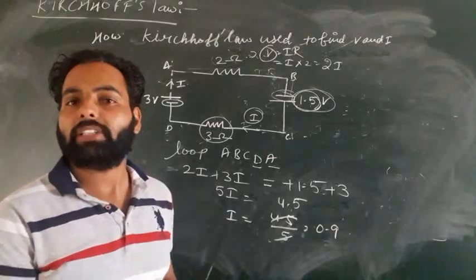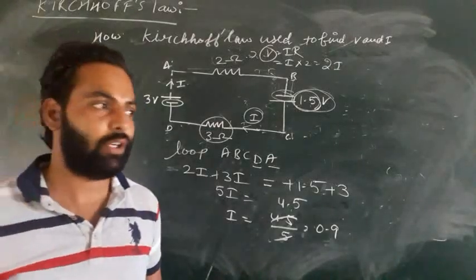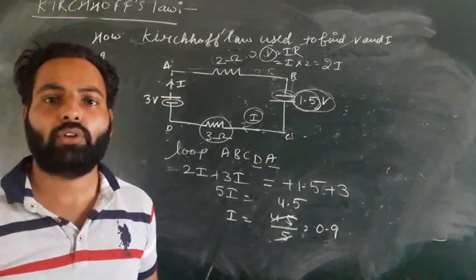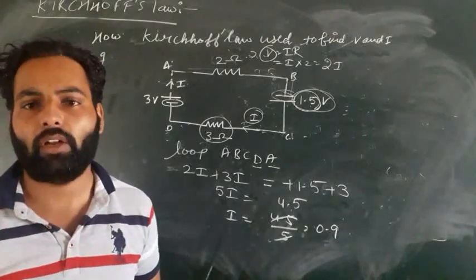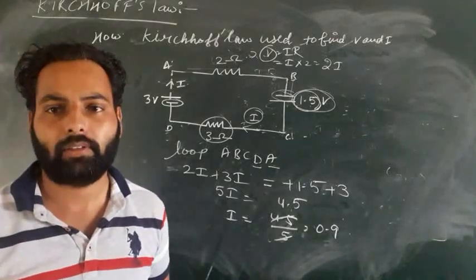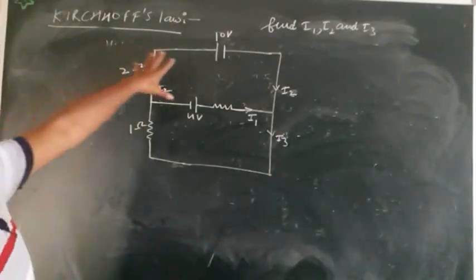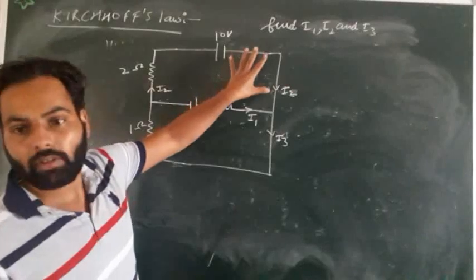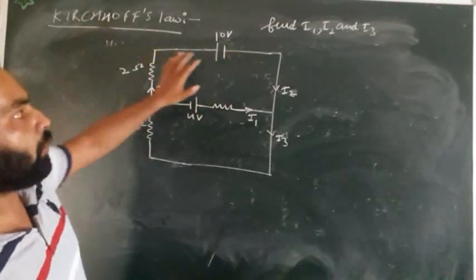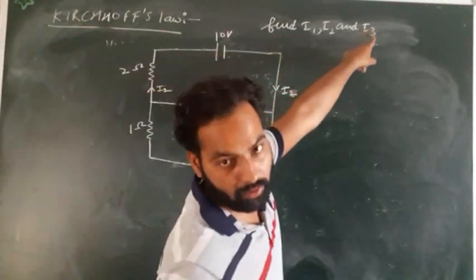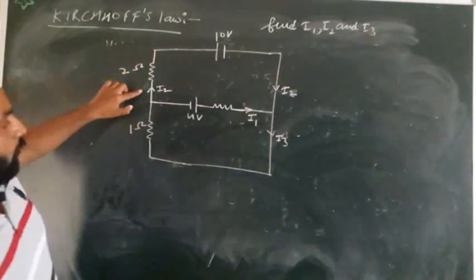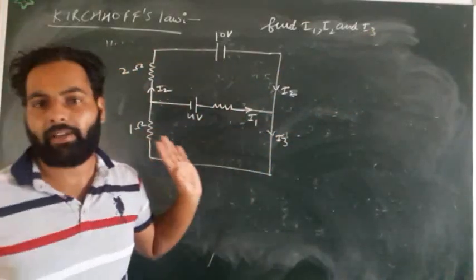We will discuss more examples, and in the next video we will discuss more examples. You understood how Kirchhoff's law is used to find the value of V and I. Now we discuss another example of Kirchhoff's law. This is a question in which we have to find the value of I1, I2 and I3. The direction of I1, I2 and I3 is given in the diagram.